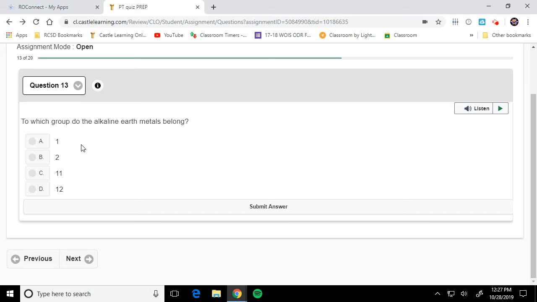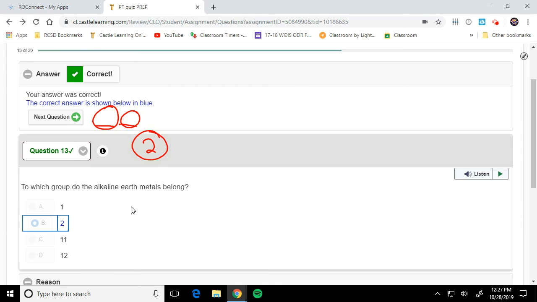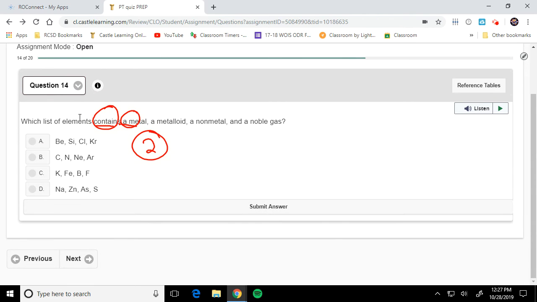All right. To which group do alkaline earth metals belong? Okay. Well, we did alkaline earth, 2 words. Group 2. Okay, so group 2. Got it. By definition. So it's a definition heavy unit, guys. Definition heavy unit. You need to know all those things. So we had to have all those terms memorized.